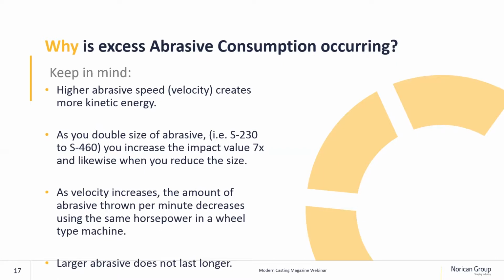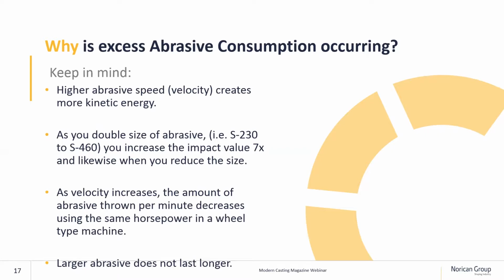All right, a couple things that we want to keep in mind as we've been talking about this. The higher abrasive speed, the velocity, creates more kinetic energy. That goes back to the slide 2 slides ago when we looked at how many joules it was between 250 and 360 feet per second.